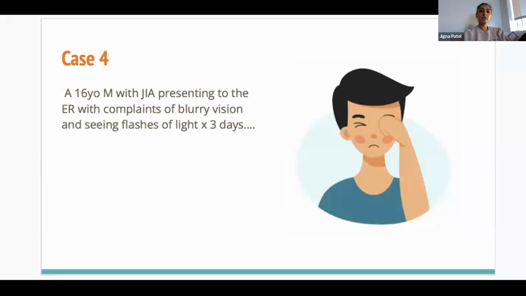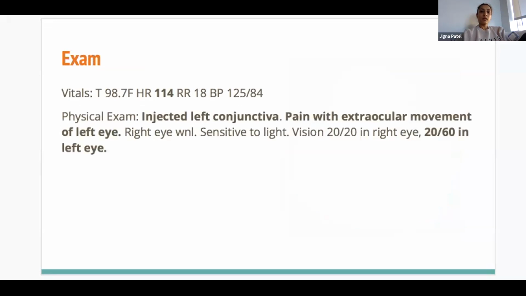All right, so we have a 16-year-old male with JIA who's presenting to the ER with complaints of blurry vision. He's also been seeing flashes of light for the past 3 days. On exam, he's afebrile, his heart rate's 114, his respiratory rate's 18, his blood pressure is 125/85. You notice an injected left conjunctiva. He complains of pain with extraocular movement of the left eye. He does complain of some sensitivity to light. His vision is normal in his right eye, but in his left eye, it's 20/60.